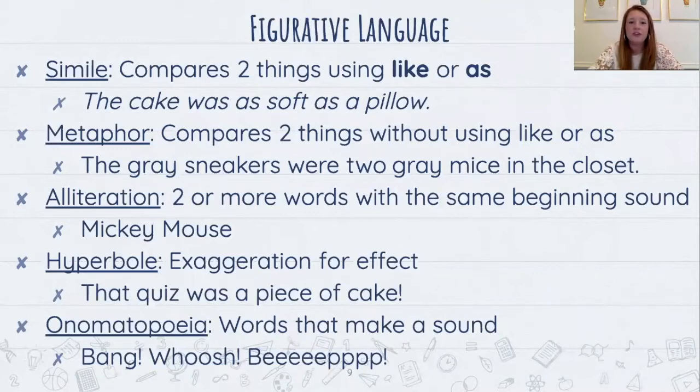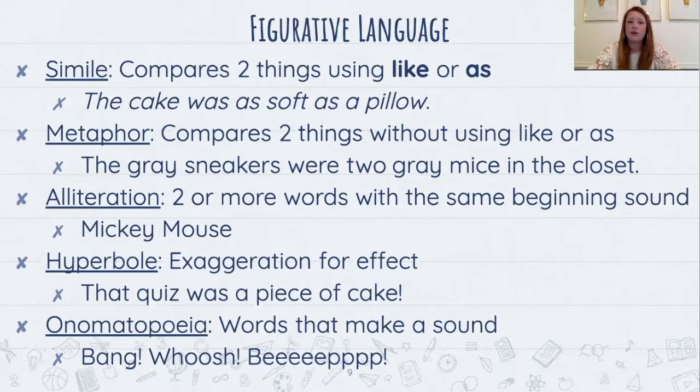The cake was as soft as a pillow. So when I read that, I can tell it's probably like a really fluffy cake. It's not been overcooked and it's not super chewy, but it's really soft and light. So that's a comparison, or where the author compared those two things.